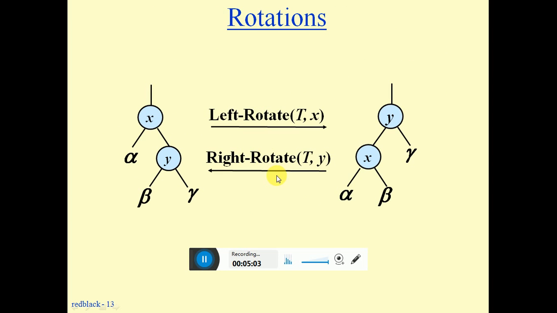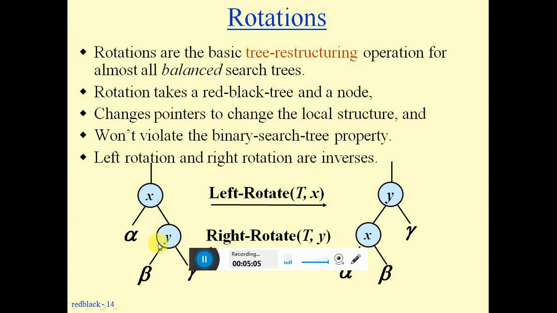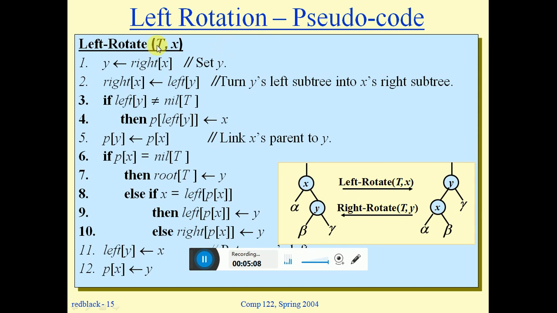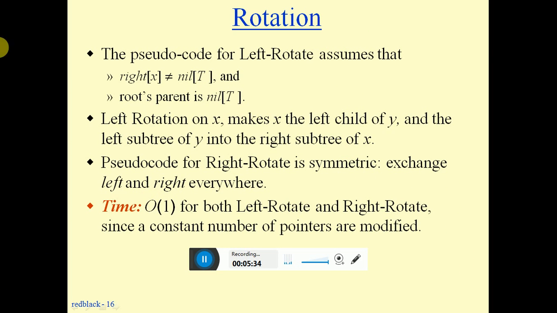So, rotations: left rotation and right rotation. In a left rotation with nodes x, y and subtrees alpha, beta, gamma, we set the right of x to the left of y, and if left of y is not nil, then its parent becomes x. Then the parent of y equals the parent of x. If the parent of x is nil, the root of T is y, else if x equals left of p of x, then left of p of x is y, else right of p of x is y. Then left of y equals x, and p of x equals y. So, left rotation and then right rotation. Pseudocode of the left rotation: rotate x and make its right child y, and the left subtree of y becomes the right subtree of x.